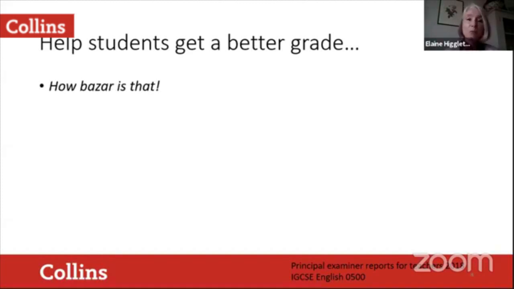What about the next one? What's wrong with this? Again, this is from the 2018 exam. These are all mistakes that students have made. How bizarre is that? It should be spelled B-I-Z-A-R-R-E. Obviously, the student has confused bazaar, meaning a marketplace, with bizarre, meaning strange. So two homophones have been confused here.